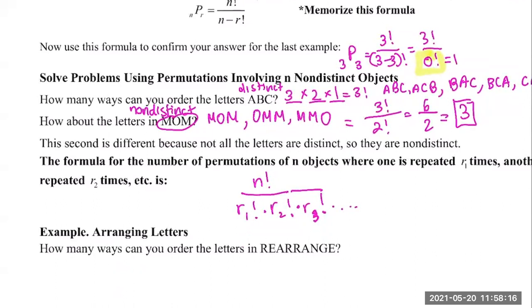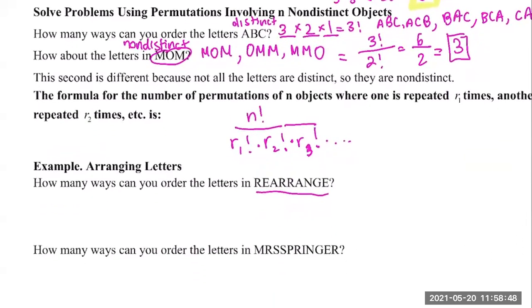So let's try this one out. Let's say the word is longer. This time we're going to see how many ways we can order the letters and rearrange. Okay, what number would go on top? Go ahead and type that into the chat. What factorial would go on top? So you guys count how many letters there are in the word rearrange. So n stands for total number, 9 factorial.